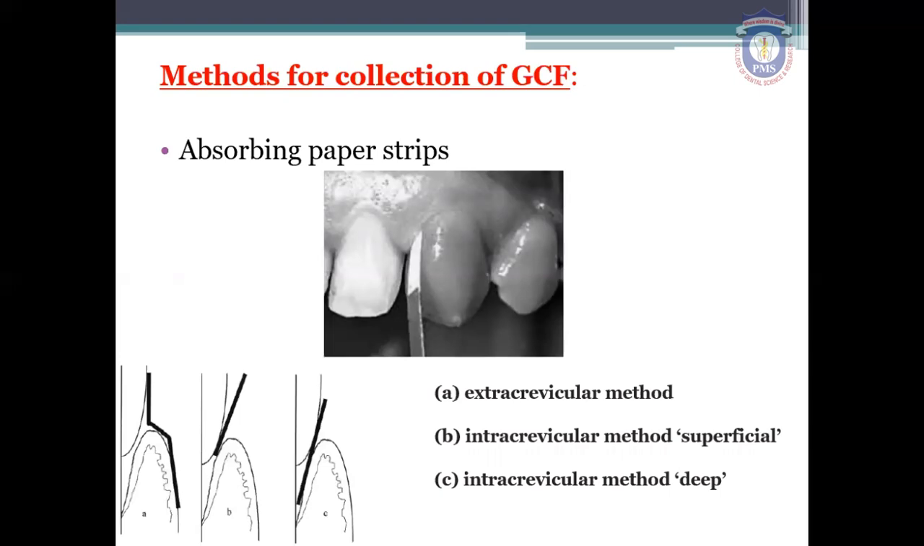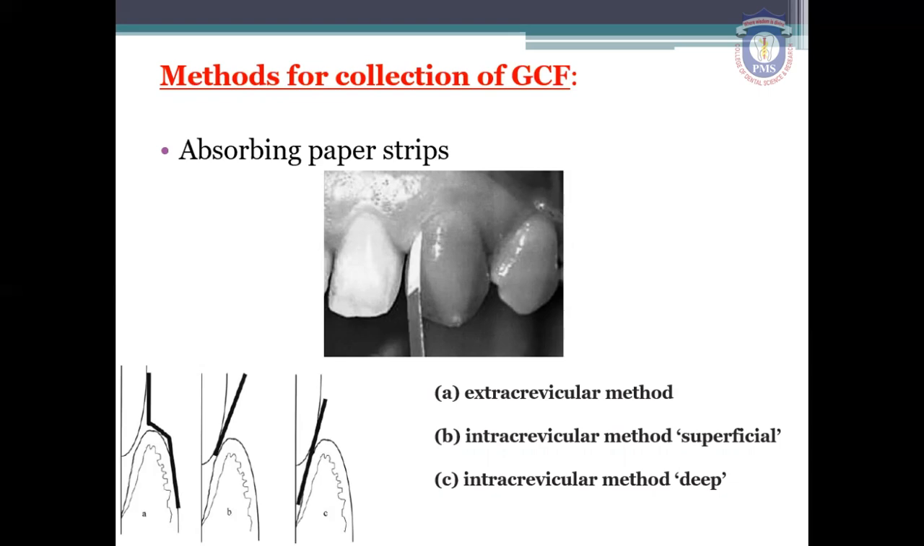So what are the methods to collect this GCF? The first method is we can use absorbing paper strips as shown in this figure. We can use two methods. First is the extracrevicular method, as shown in figure A, where the absorbing paper strip is placed in contact with the tooth surface and the gingiva. Next is the intracrevicular method, where we can either keep it just at the entrance of the sulcus, known as the superficial method, as shown in figure B. Then we can insert it deep into the bottom of the sulcus, known as the deep method, as shown in figure C.